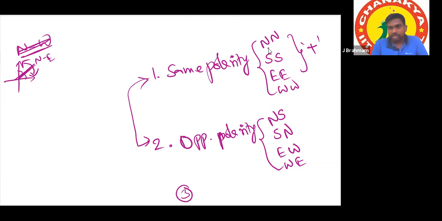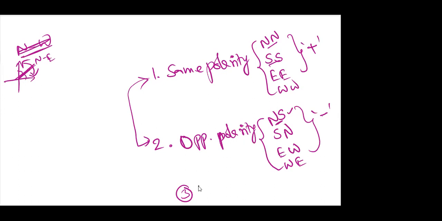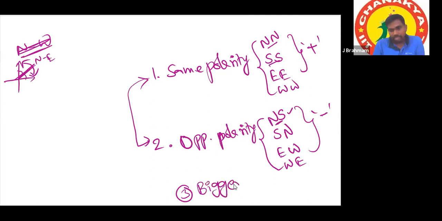If both are north we consider north, both south we consider south, both east we consider east only. But in this case, if one is north and one is south, after taking the difference, which direction do we need to consider? Whichever is greater or bigger, we have to consider that direction.